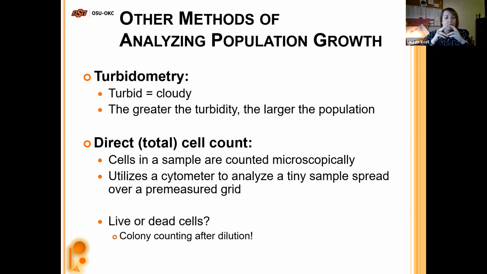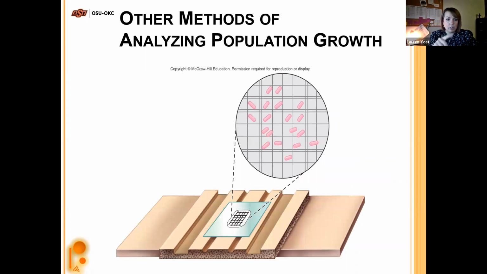You can count cells in a sample using a microscope. We'll use a cytometer to analyze a tiny sample that's spread over a pre-measured grid. I'll show you a picture of that here in a second. But then that's the question, right? How do you know if you're counting live or dead cells? So you would want to do colony counting after dilution, like what we were showing previously. It does take time. That's the problem, right? Are there any other ways that could be quicker? There are. But first, this is that culture counter. This is that counter that we would use to count the bacteria.